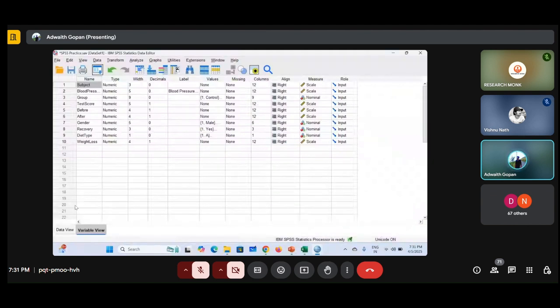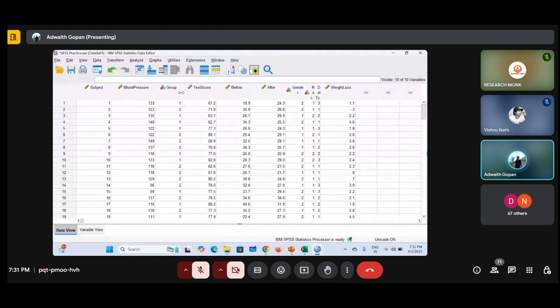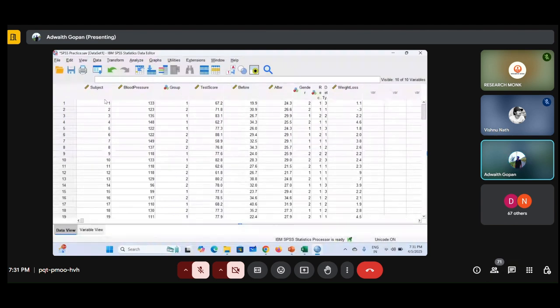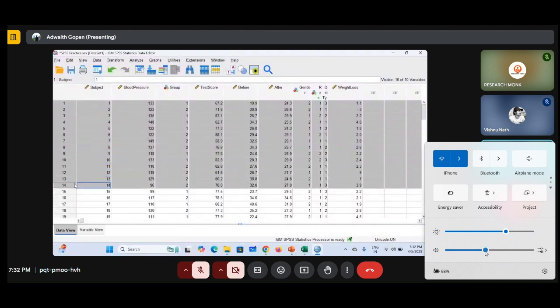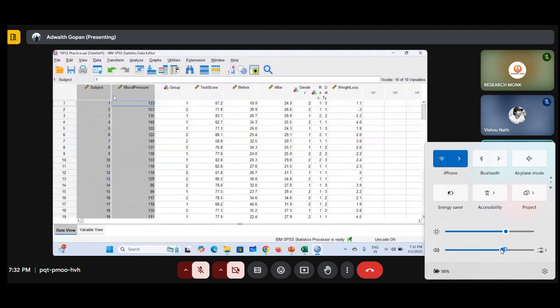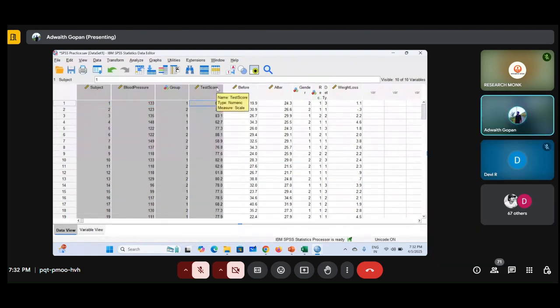In the bottom left corner, you can see two options. One is data view, and the other is variable view. If you click the data view, you will see something like this, where you can see your data as well as the variables. The samples are shown in rows, which I'm highlighting, and the variables are shown in the columns. We will do the analysis later. Right now, I'm just giving you an overview of SPSS.